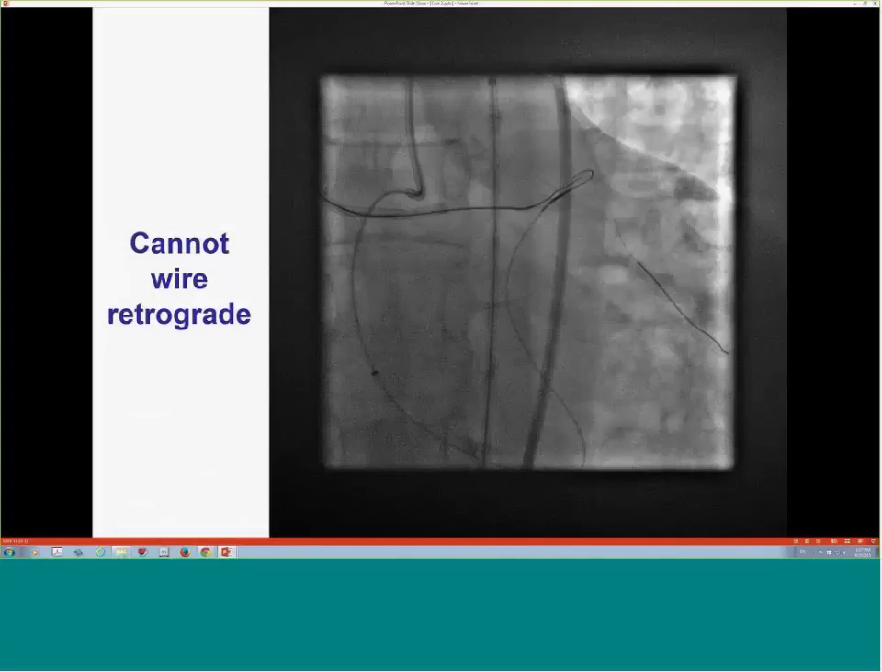So after all this, at least we had the wire as a marker. What we did here is we let the Sion guide wire be in the proximal LAD as a marker as to where we're going, and in a way that guides us to know where we're going. And this is a guide wire going antegrade, trying to cross into the LAD.